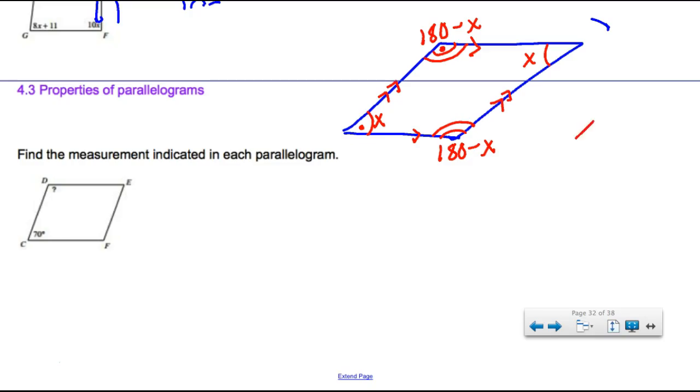And stop for a minute, because I think with variables sometimes it's hard to get an idea what I'm saying. If this is 40, I know this is 40. These two have to add up to 180, so 180 minus 40 goes here and right here. So that's the relationship with the angles in a parallelogram.